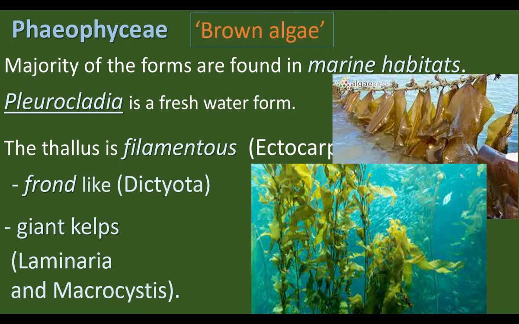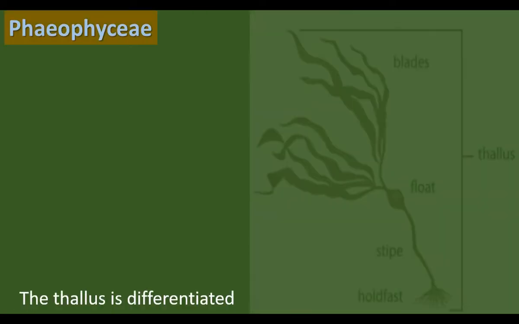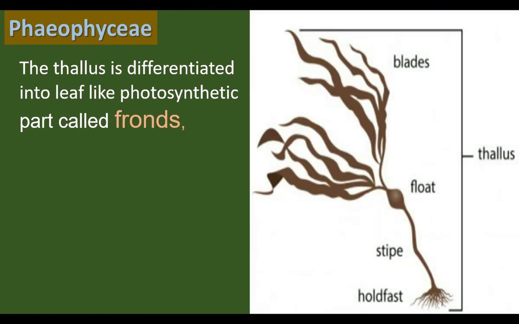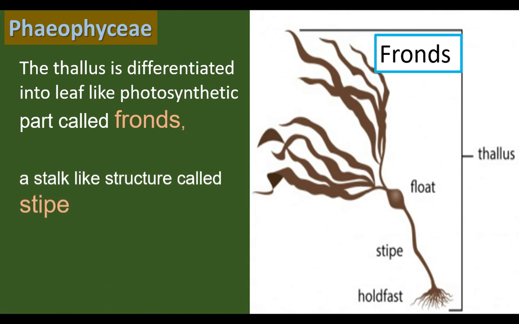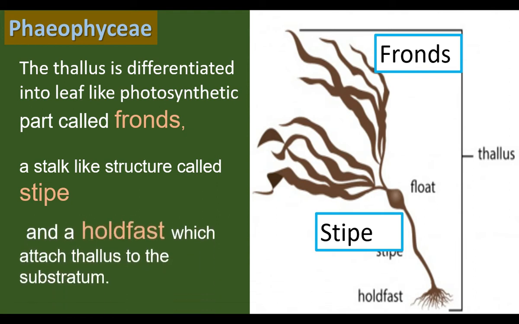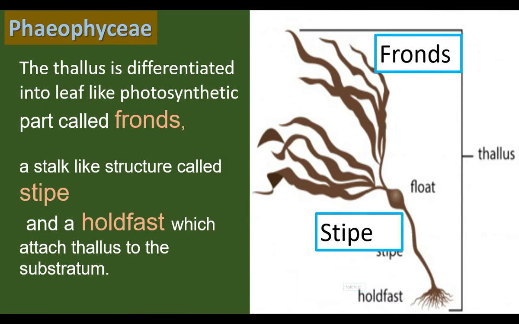Phaeophyceae, the members are called brown algae. The thallus is differentiated into a leaf-like photosynthetic part called fronds, and a stalk-like structure called the stipe. The plant body is attached to the substratum by a holdfast.